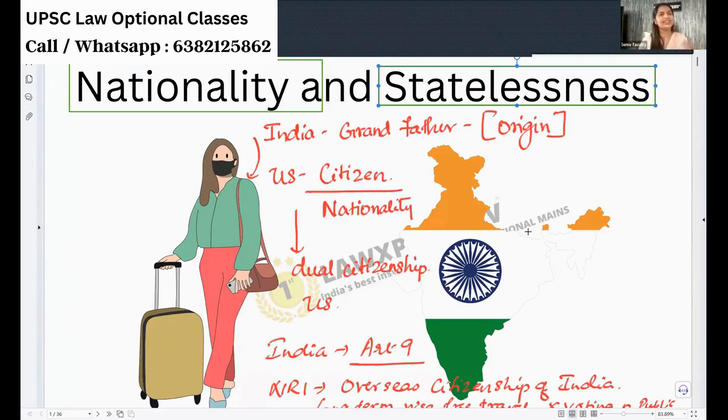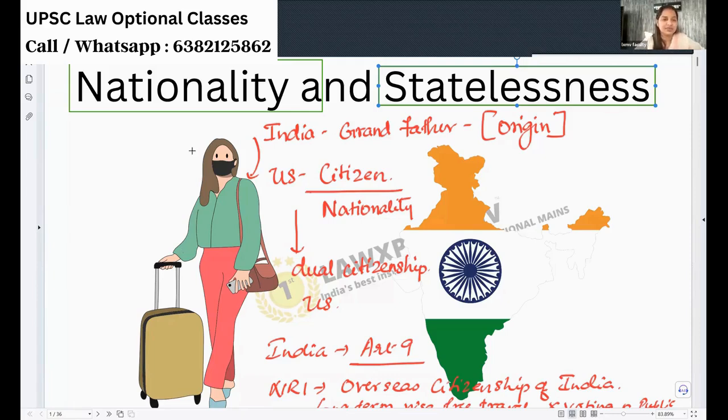What is statelessness? In case you have no nationality, then you become a stateless person. These are the basic ideas. Now, there are certain confusing terms: nationality, origin, citizenship, domicile. What are these things? What is the difference between these? That's what we will see first.